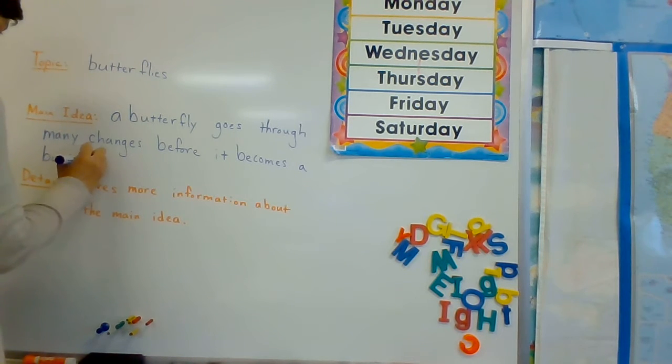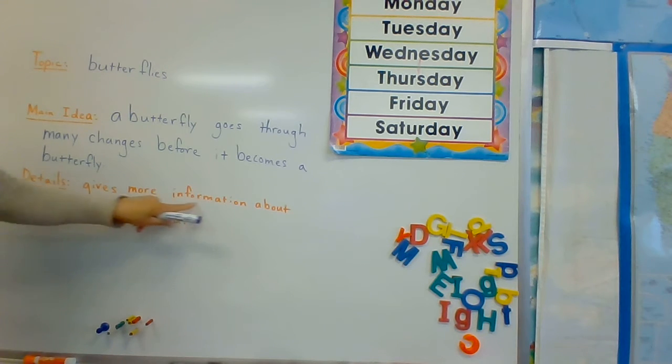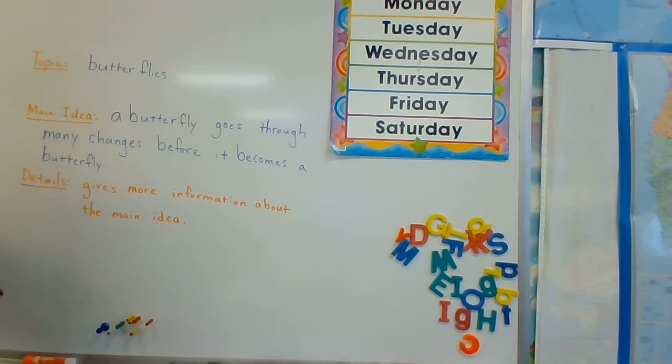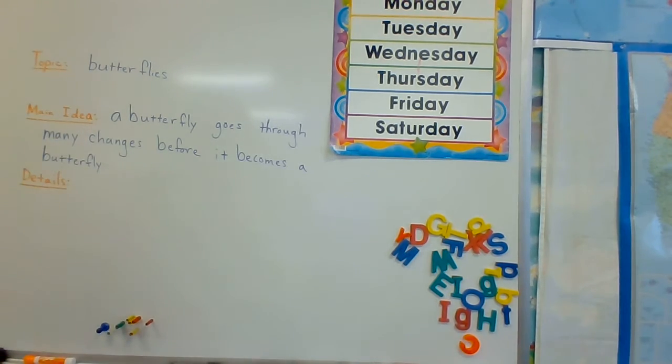Now we are going to look at exact details in the story, okay? We're going to go through the story really quickly to find some specific details. The details give more information about the main idea of the story. So now I'm going to give you exact information about how a butterfly goes through many changes before it actually becomes a butterfly. Okay, so let's find those details in our story.